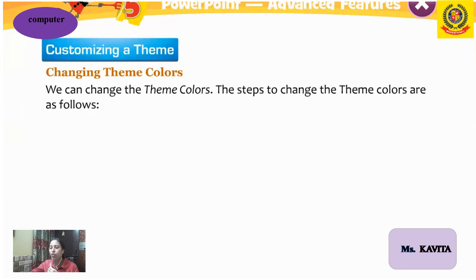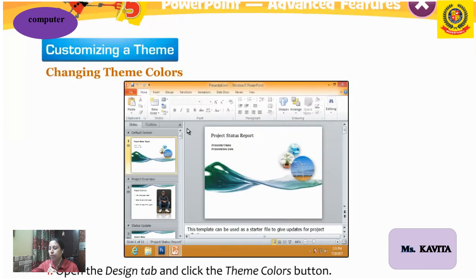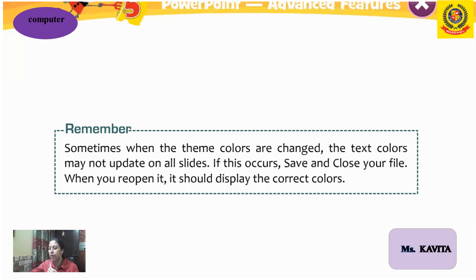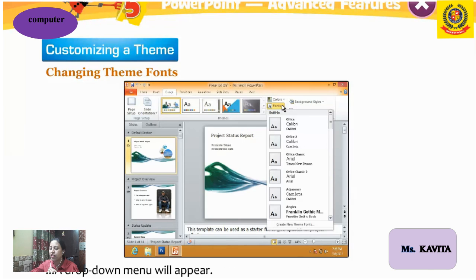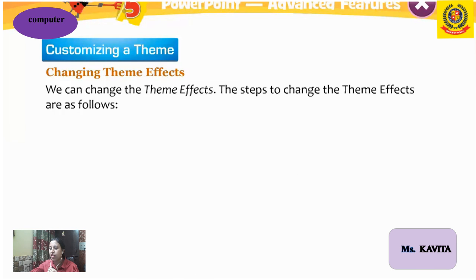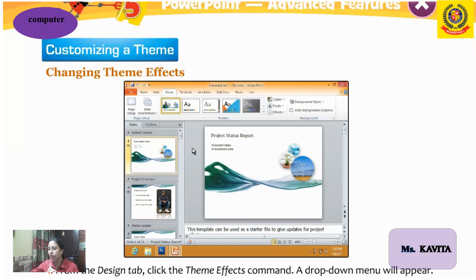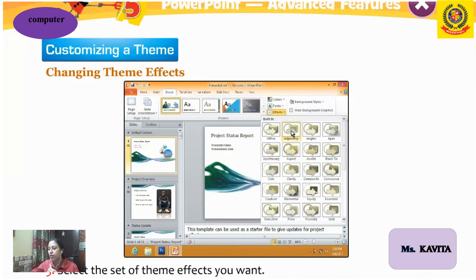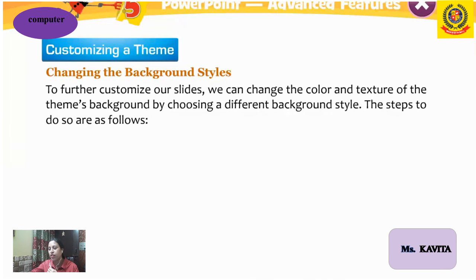Then I have told you how you can change the background. We can change the background by the steps given below. From the design tab, background style, select the desired style. Then you can save the theme background also. The steps I have told you: from the design tab, more themes command, then you can save the theme also.